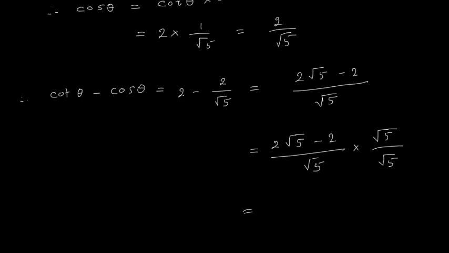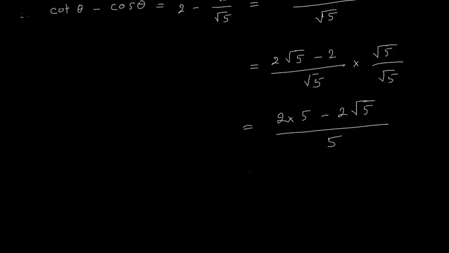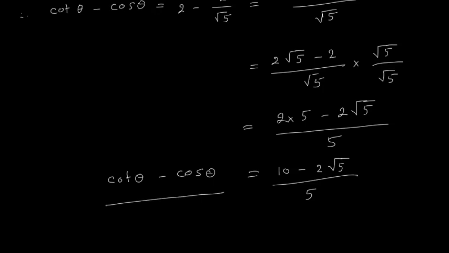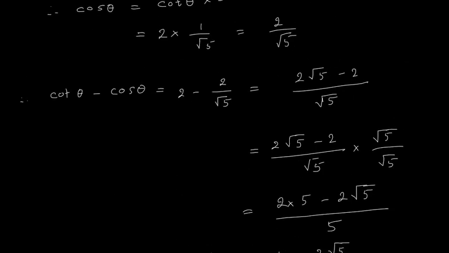So numerator root 5 into 2 root 5 will become 2 into 5 minus 2 root 5, and denominator will become root 5 into root 5 is 5. So denominator will become 5. So this is (10 minus 2 root 5) whole divided by 5. This is the value of cot theta minus cos theta. If you write the value as (2 root 5 minus 2) upon root 5, this will also be correct.